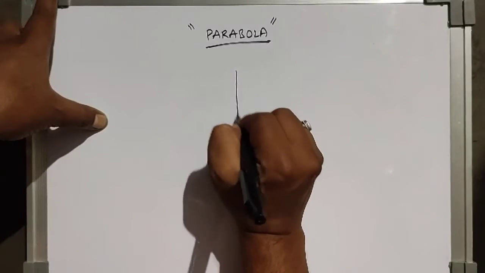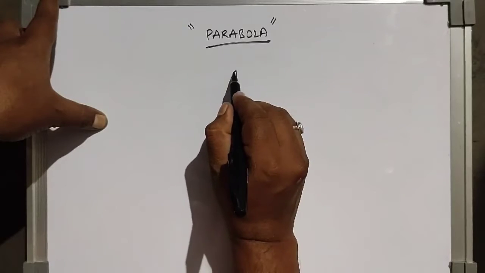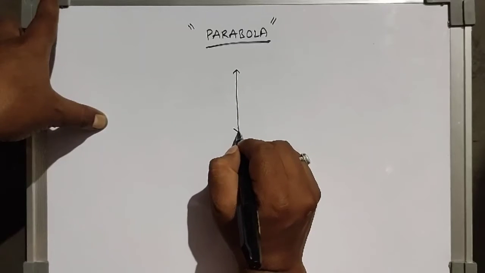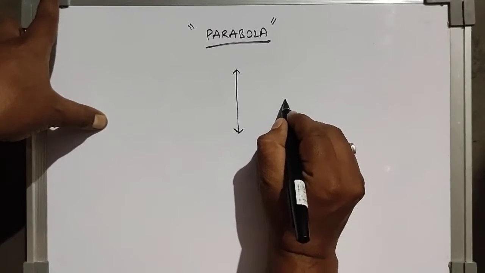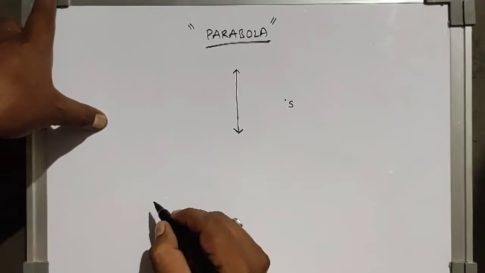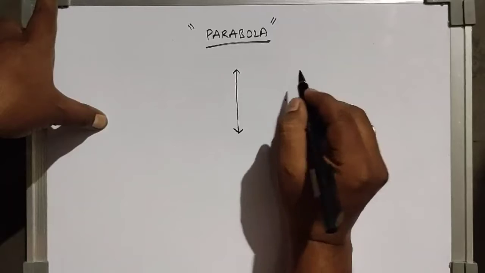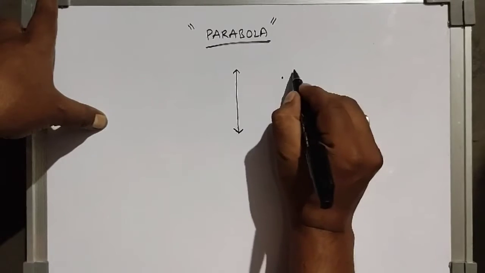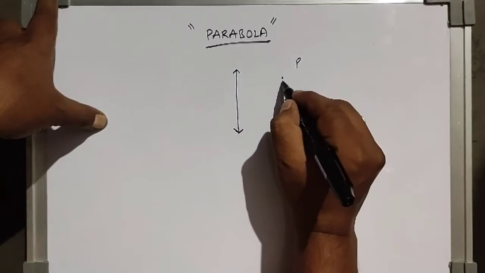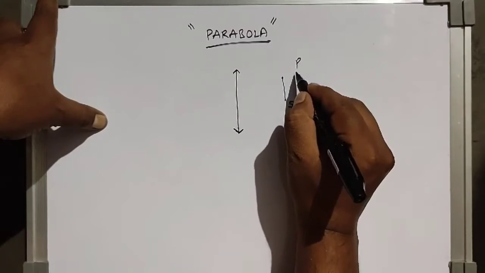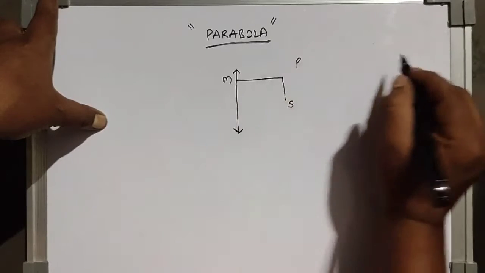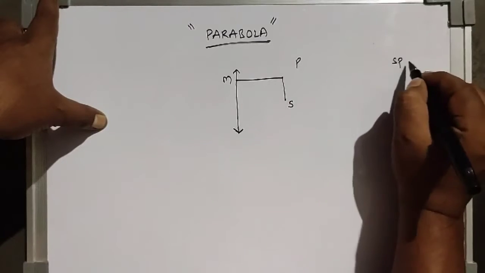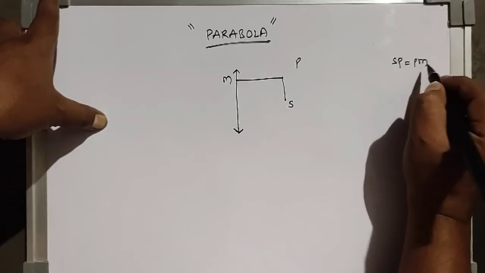To understand the parabola definition, we should take a fixed line, which means it is not changing. The position of this line is not changing, and this is a fixed point. It is also not changing here. And a point is moving such that this is the point P. It is moving such that the distance from the point to the fixed point and the distance to the fixed line are the same. Like this, the distance SP is equal to the distance PM. So in that way the point is moving.